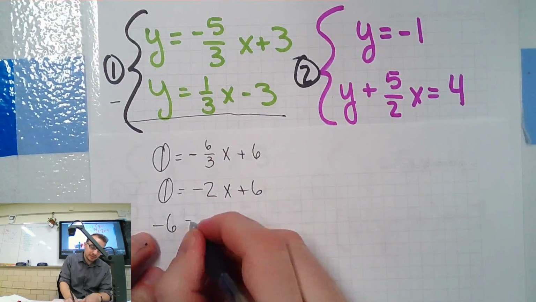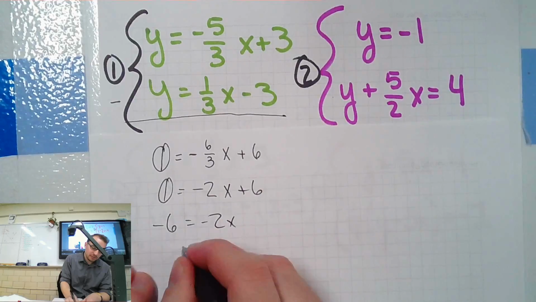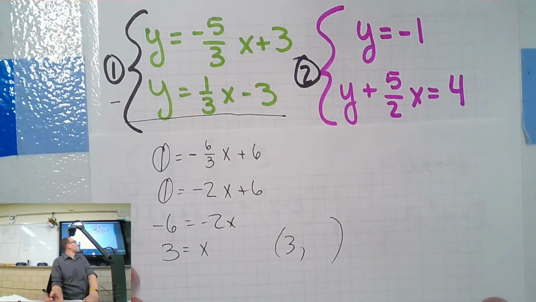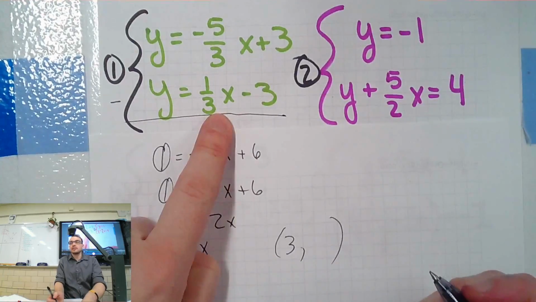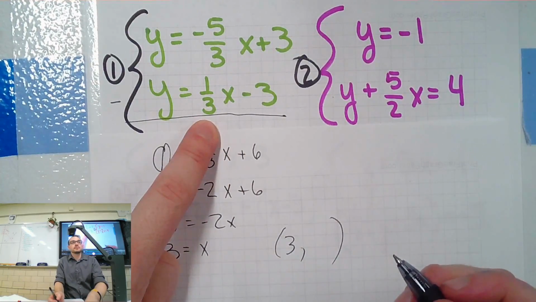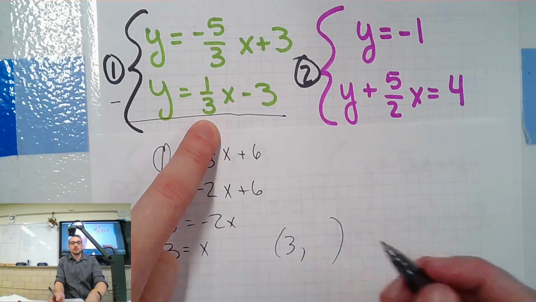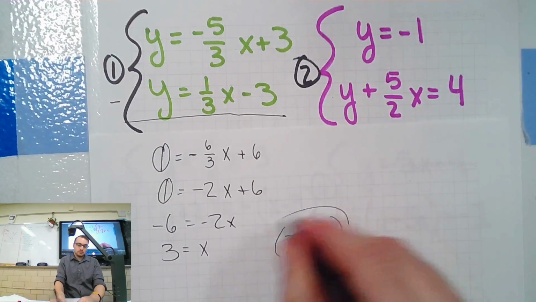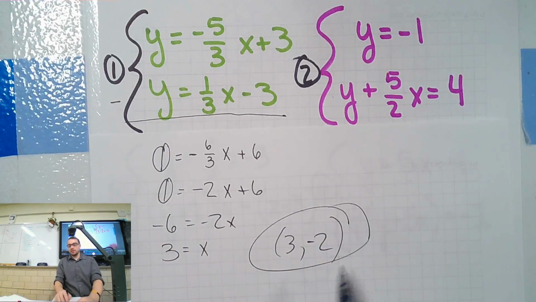Subtract the 6. Divide by negative 2. X is 3. How do I find y? Plug it in. What's 3 times a third? 3 thirds, which is 1, right? What's 1 minus 3? There's the solution. Nevaeh, did you get this as a solution?